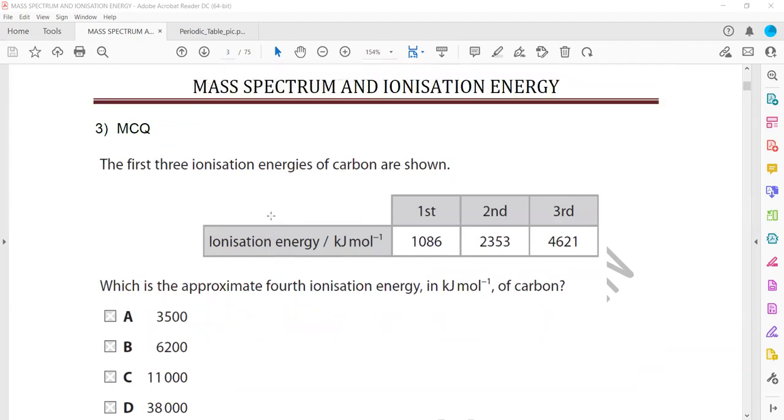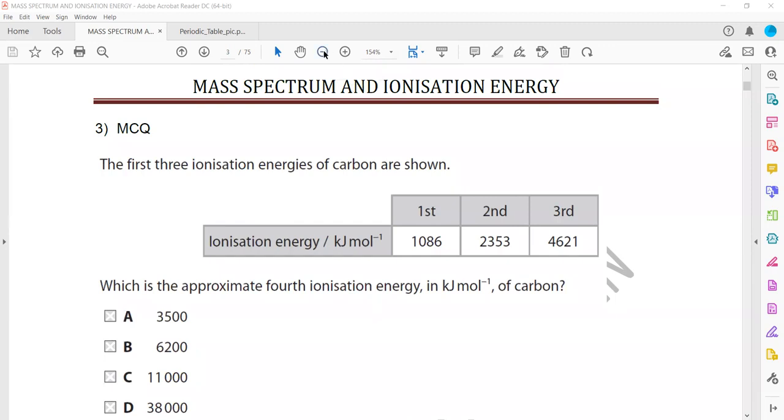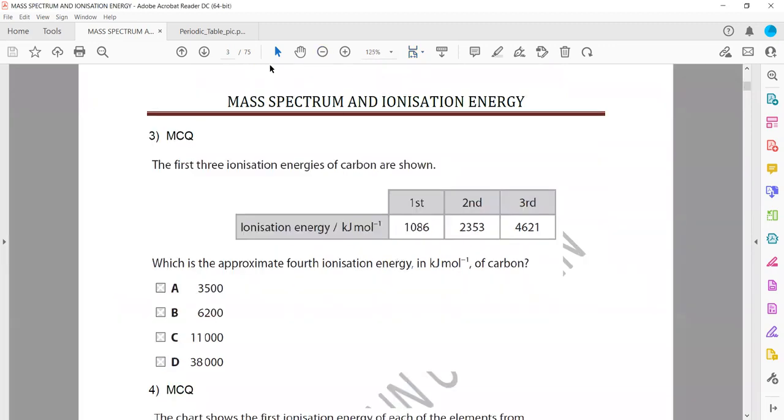Then question 3: the first 3 ionization energies of carbon are shown. What is the approximate 4th ionization energy? The best way to understand ionization is to write the electronic configuration. So carbon is 6 and 12. So it is 1s2, 2s2, 2p2. Because a total of 6 electrons are there, we remove the first electron from 2p. So this electron is removed from 2p.